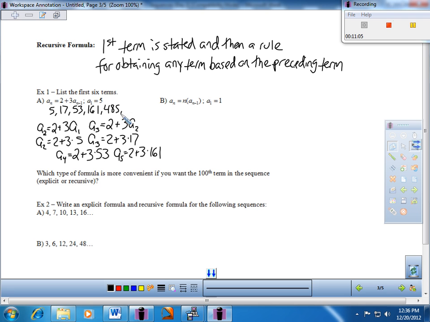And then the last one, about 2 plus 3 times the value of the previous term, so 485. And if I do this calculation here, really not too bad, I get 1457. And there, of course, would be your first 6 terms. One given, and then each one used the previous term to find it. We used the 5 to get the 17. We used the 17 to get the 53, etc., etc. All right. Good. Let's move on to letter B.